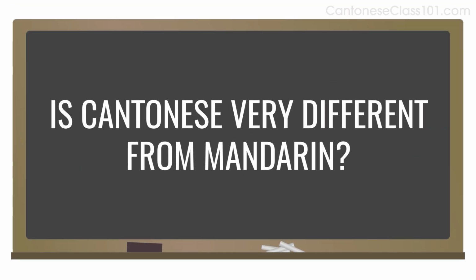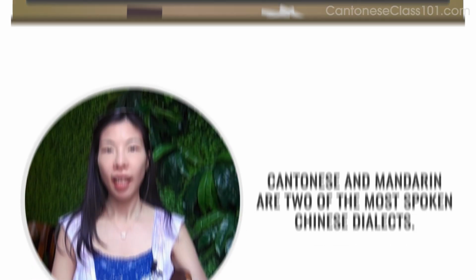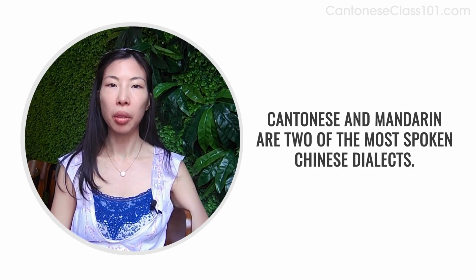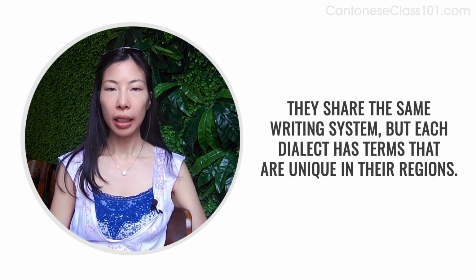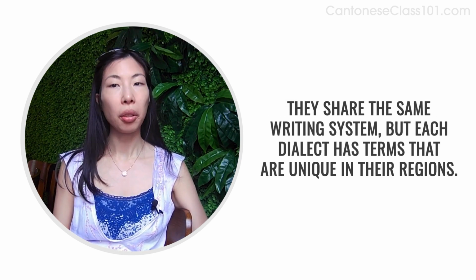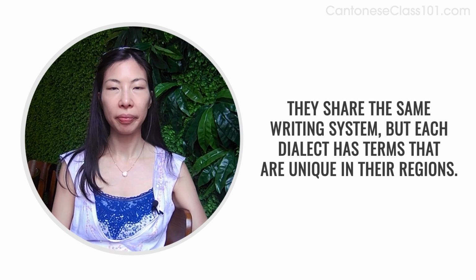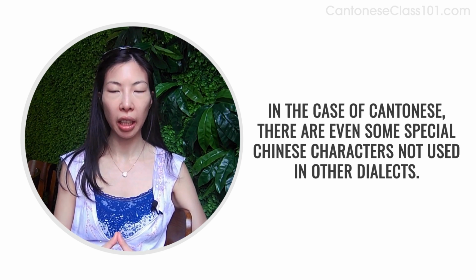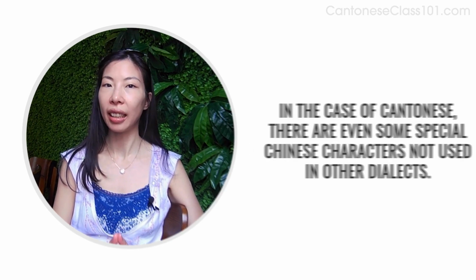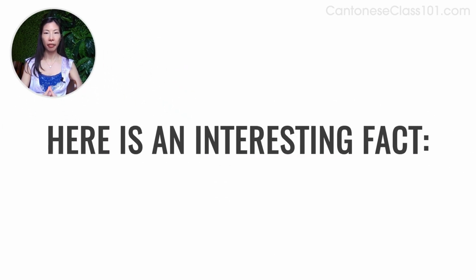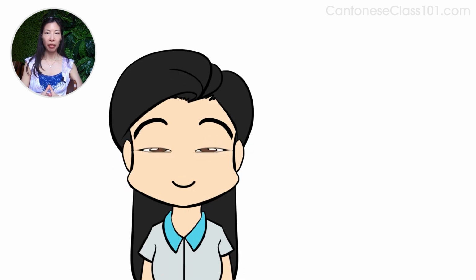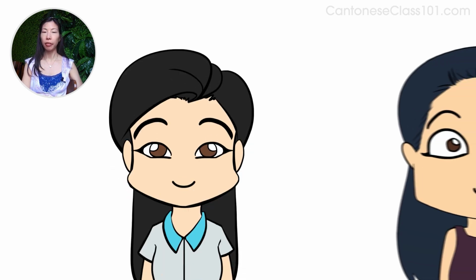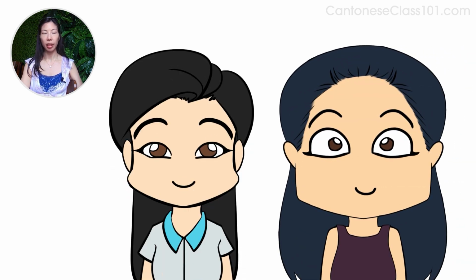Is Cantonese very different from Mandarin? Cantonese and Mandarin are two of the most spoken Chinese dialects. They share the same writing system, but each dialect has terms that are unique in their regions. In the case of Cantonese, there are even some special Chinese characters not used in other dialects. Here is an interesting fact. Pronunciation among native Cantonese speakers in China can be different from that of Cantonese speakers in Hong Kong.